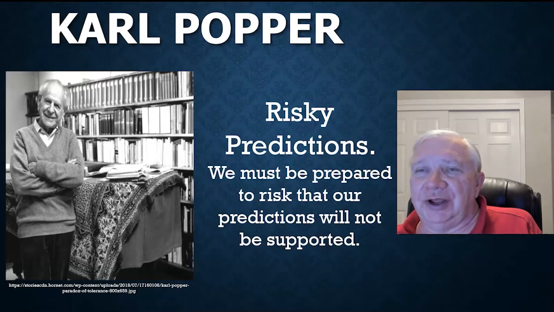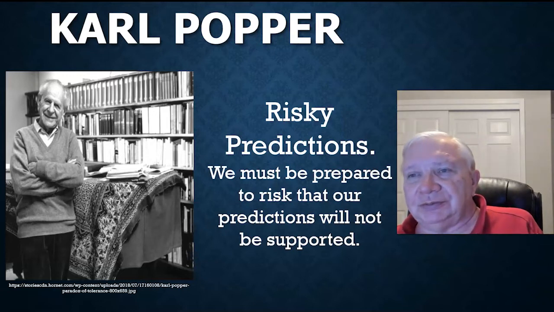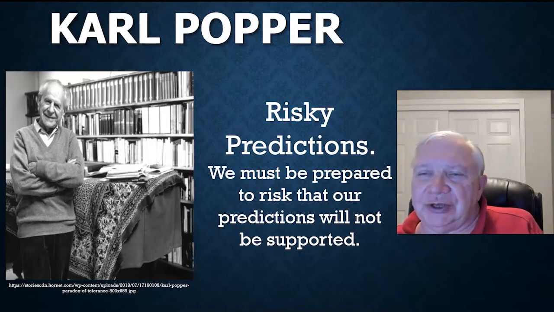Popper also said that based on the idea of falsifiability, you need to be able to take risky predictions. You need to make predictions that may not be supported by the data. And in fact, that's the only way that science progresses, is if people take chances and don't always make safe predictions, but make risky ones that may not work, in the hope that they might extend our knowledge.